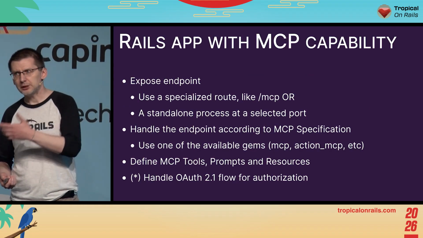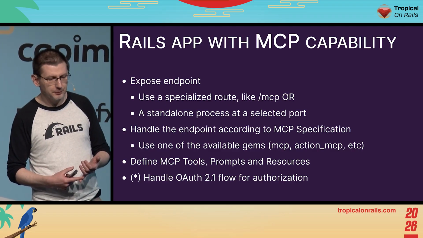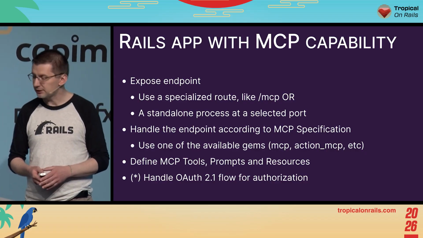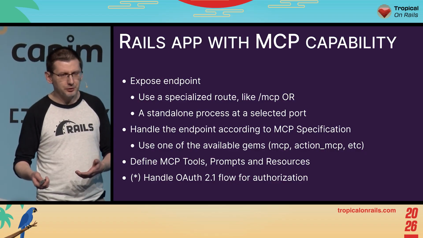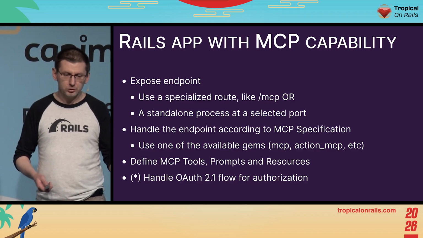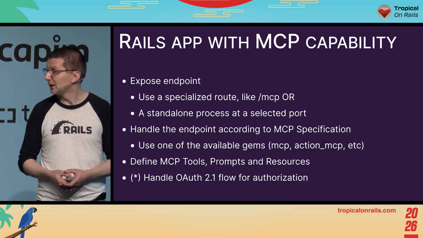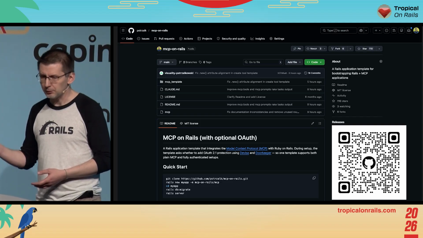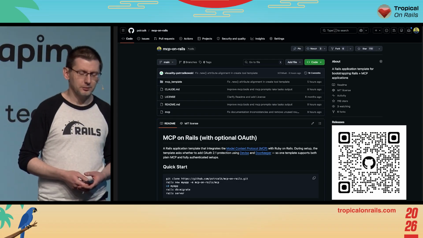Looking at the problem from the Rails application's perspective, we have to expose an endpoint or have a standalone process on a selected port. This is how Action MCP does it, as far as I remember. We have to handle the endpoint according to the MCP specification. We have to define tools, prompts, resources, and with an asterisk, we might want to enable authorization as well. So all of that, well, that's quite a lot.